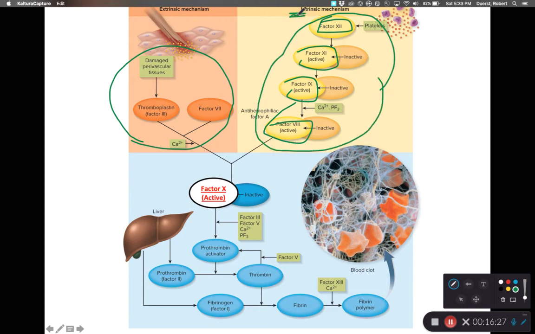Intrinsic on this side is more complicated, and it is not going to involve damage to the tissue. But either clotting cascade pathway will ultimately lead to factor 10.